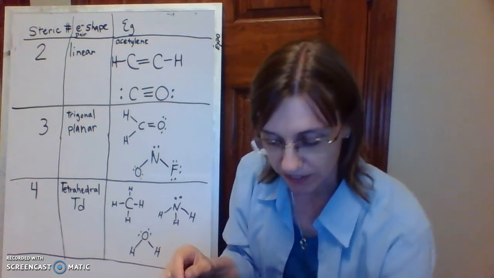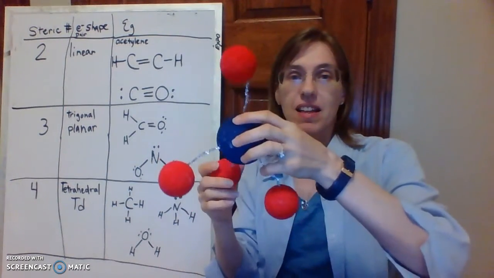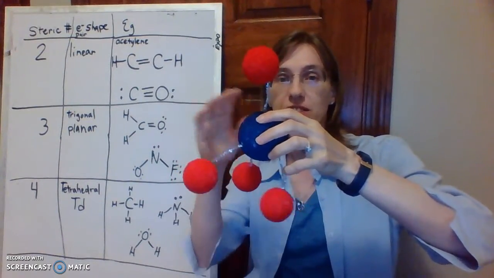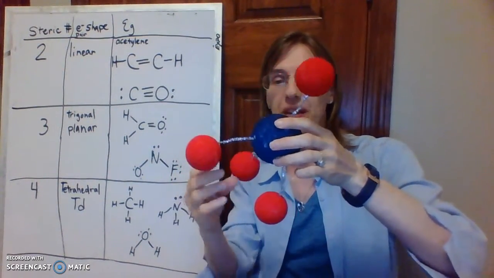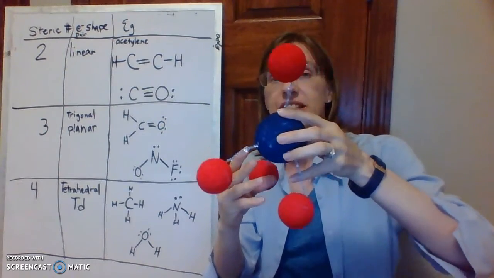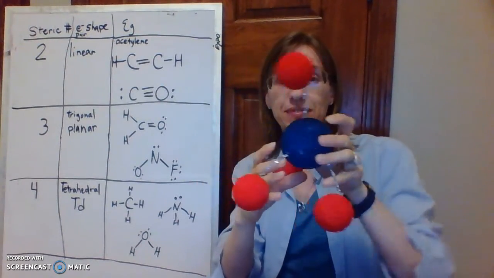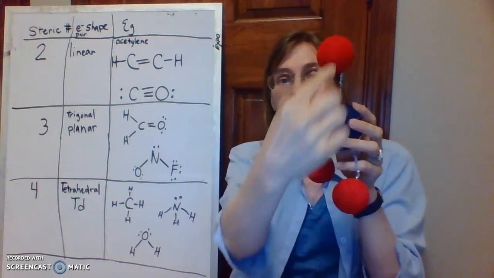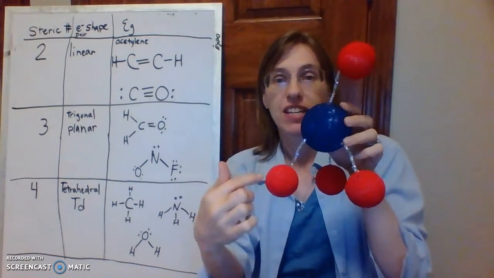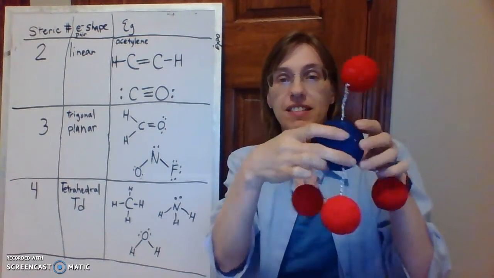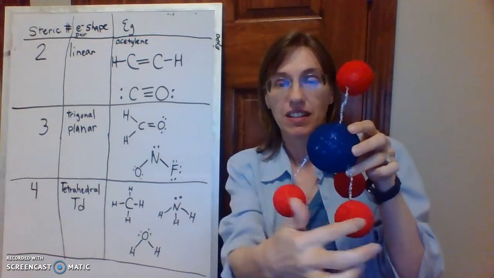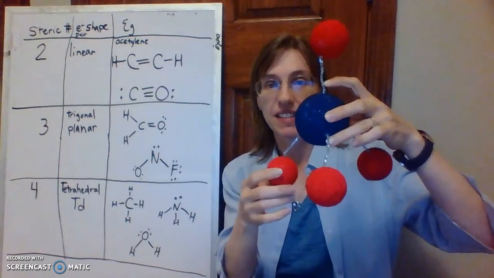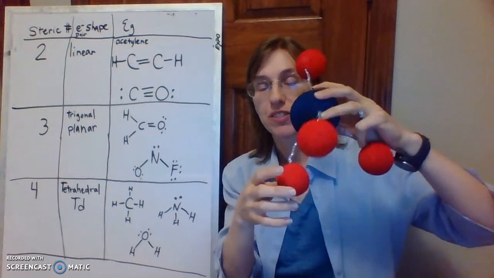Okay, let's look at 4. When we get to the steric number 4, now the red balls are what's hanging off the central atom. The central atom's blue. And we get this thing called a tetrahedral. Okay. Basically, there's a triangle formed on the outside of each of these sides with the outer atoms. And the central atom is stuck in the center. Okay. So that's tetrahedral.